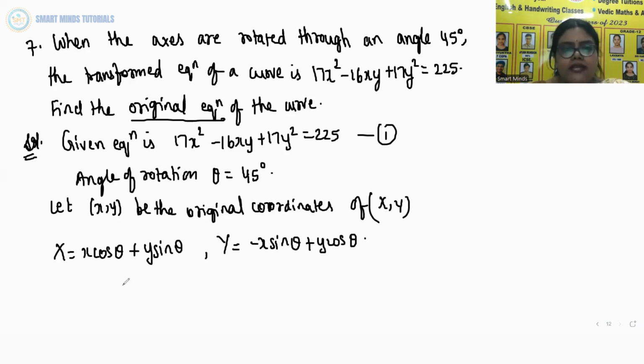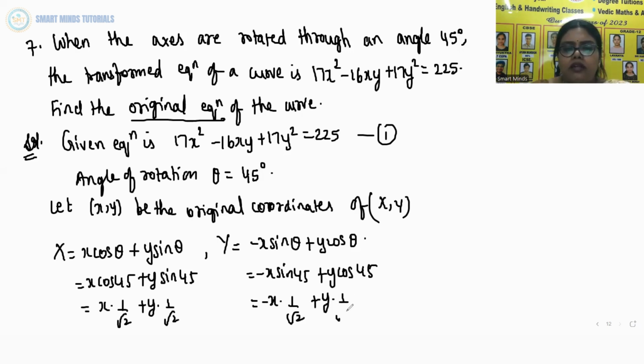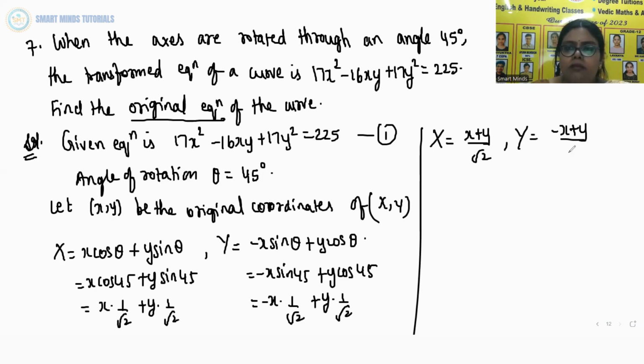Now you substitute theta as 45 degrees. So x cos 45 plus y sin 45, minus x sin 45 plus y cos 45. We know that cos 45 and sin 45 both are equal to 1 by root 2. So x into 1 by root 2 plus y into 1 by root 2. Over here, minus x into 1 by root 2 plus y into 1 by root 2. So we get capital X is x plus y by root 2. Capital Y is minus x plus y by root 2.